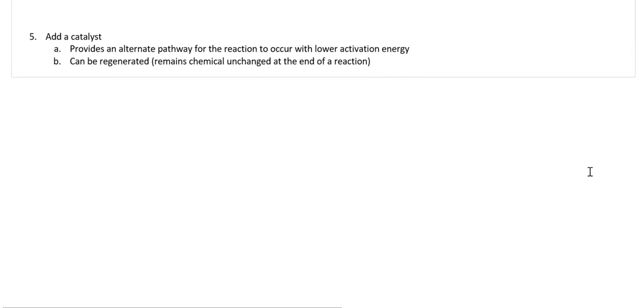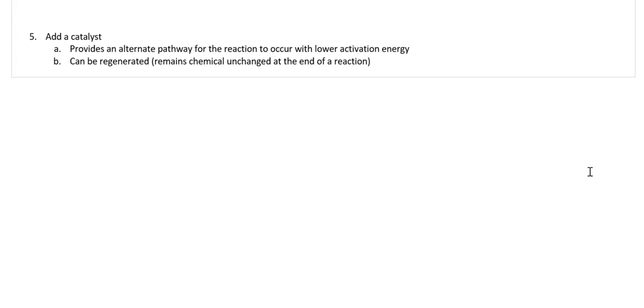Lastly, we can add a catalyst. So what a catalyst does is it increases the rate of reaction by providing an alternate pathway with lower activation energy. Let's say you had to mow an acre of grass and you used a push mower. Well, that's going to take a lot of energy pushing that lawnmower over the full acre of grass. It's going to take a lot of energy. It's going to take you a long time to do it.